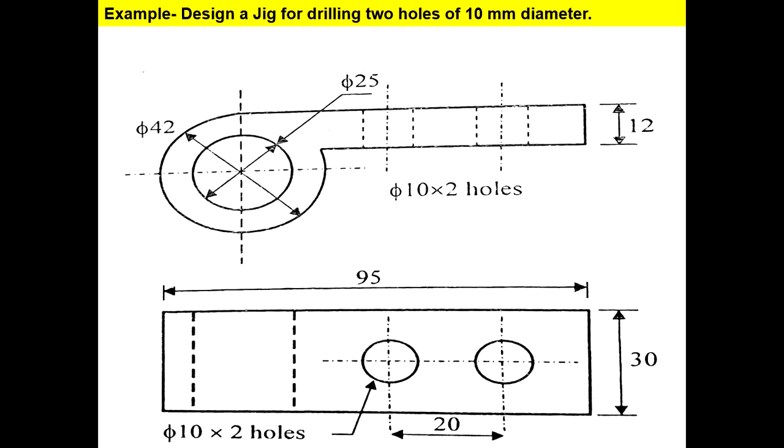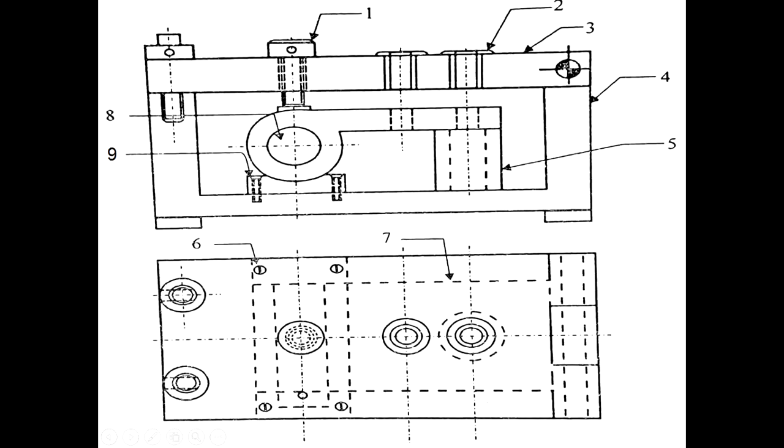You have to prepare first the assembly of this drilling jig, and then we have to go into the detailing of the different parts which are used here in the jigs and fixtures. Now for these two holes you can see we can take advantage of this hole which is already drilled, the 25 mm drilled hole. Now let us see how we can work out the design for the jig and fixture. Now this is the assembly for the jig and fixture.